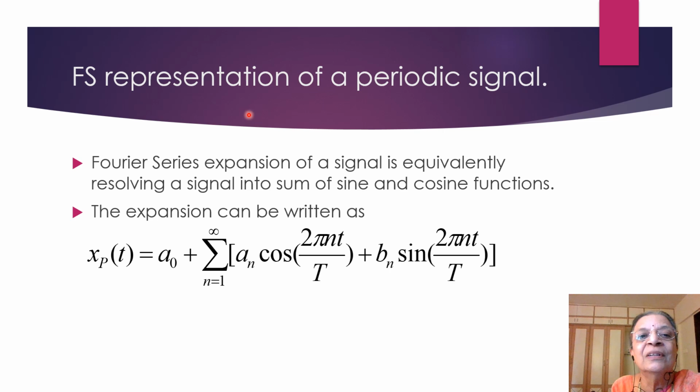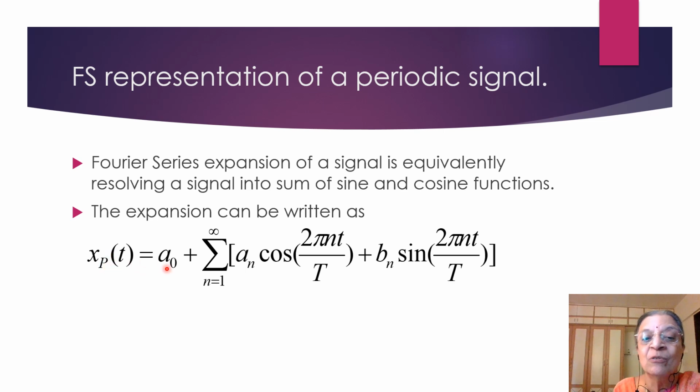So let us consider the Fourier series representation of a periodic signal. If the signal is periodic, there will only be the fundamental and a number of harmonics present. So Fourier series expansion of the signal is equivalently resolving a signal into a sum of sine and cosine functions. So I can write the expansion as, this x_p(t) is the periodic signal. We write this subscript p because it is a periodic signal.